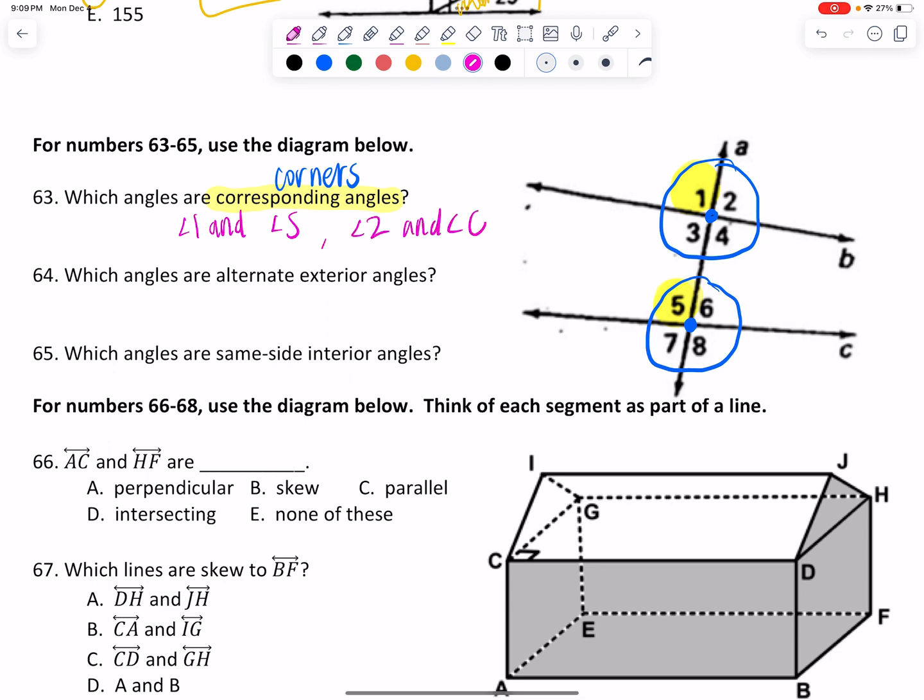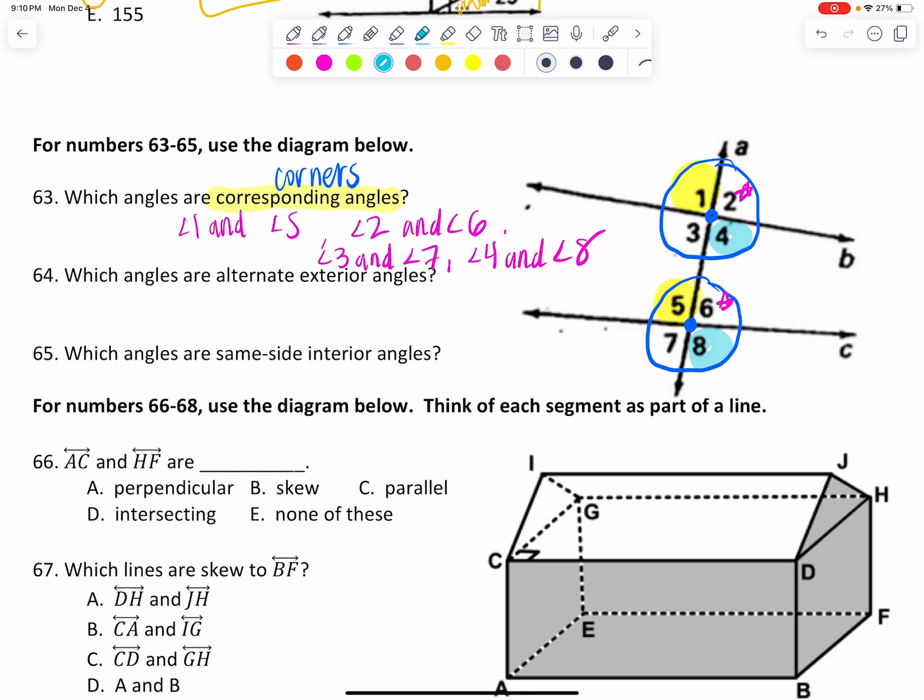2 and 6, that would be in the top right and top right. 3 and 7, bottom left. And then 4 and 8, angle 4 and angle 8. Those sit in the same spot. So corresponding, my students always remember it with the word corner. They sit in the same corner of that group.